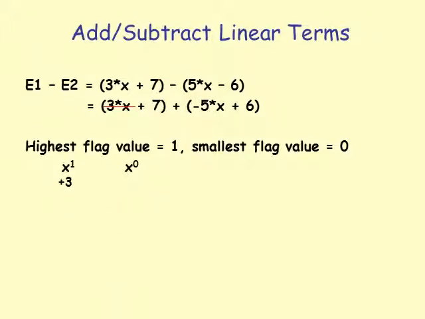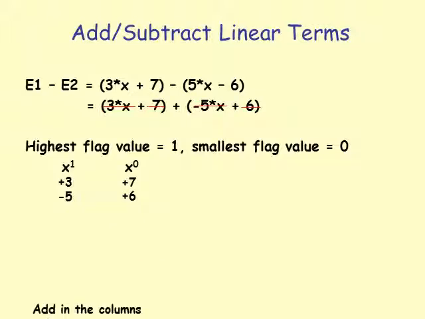Let's continue here. So first term is 3 times x, so we put 3 under the column x1. Next is plus 7, this is a constant, it goes under the column 0th power of x. Next term, minus 5x here, the coefficient minus 5 goes under the column with the title of first power of x. Next is plus 6, which goes in the next column here.